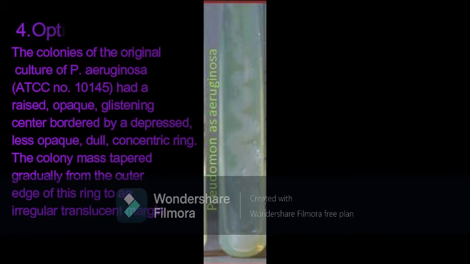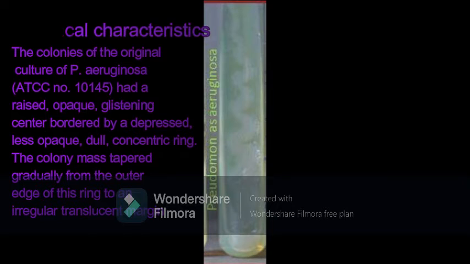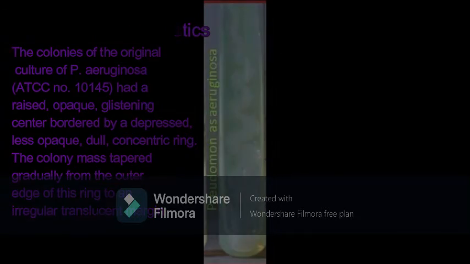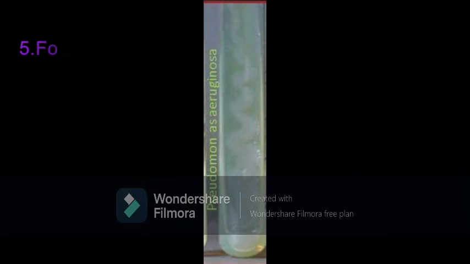For the optical characteristics, the colonies of the original culture of the P. aeruginosa, or the ATCC number 10145, had a raised, opaque, glistening center bordered by a depressed, less opaque, dull, concentric ring. The colony mass tapered gradually from the outer edge of this ring to an irregular, translucent margin.